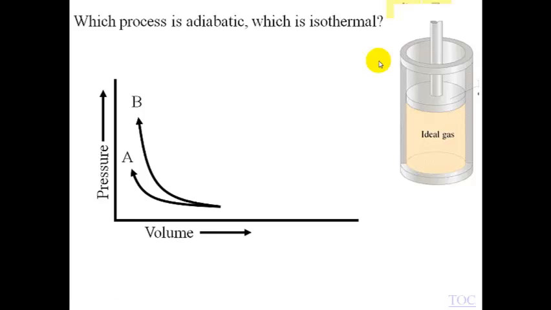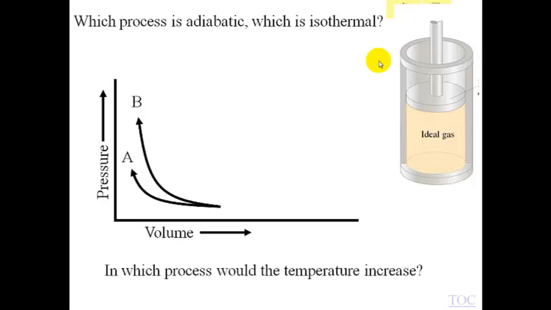Here's another process. Which one is adiabatic? Well, the one that has the steepest one is the adiabatic. B is the steepest, and there will be a temperature increase in B because there's no heat flow. It's adiabatic, happens quickly. There again, use the first law of thermodynamics and the ideal gas equation to figure this out.